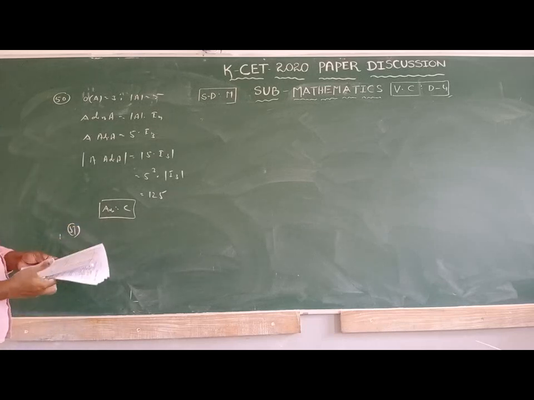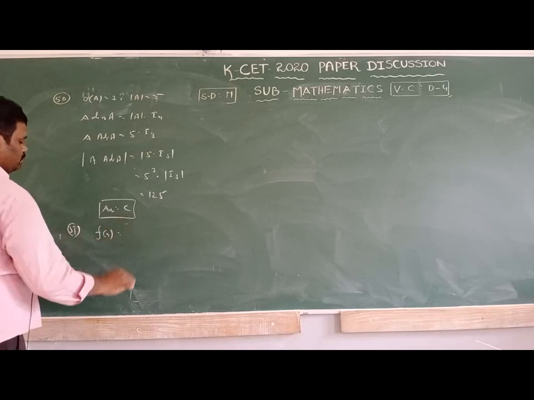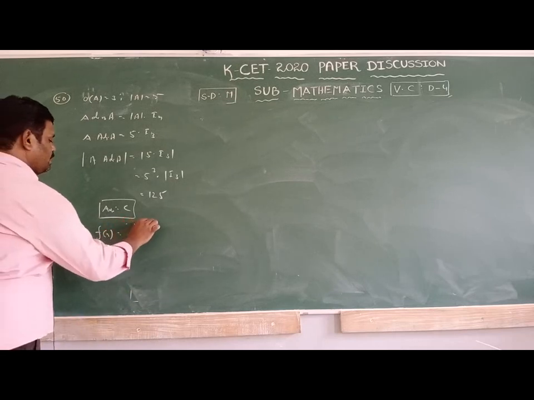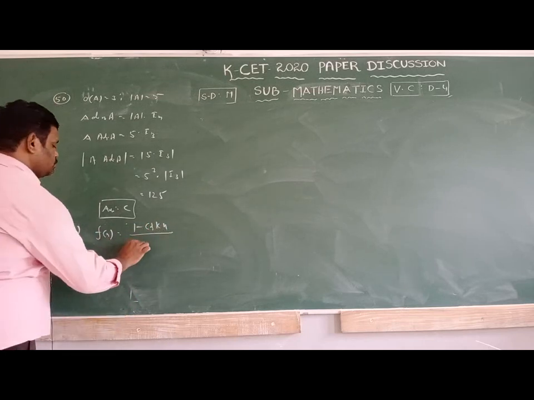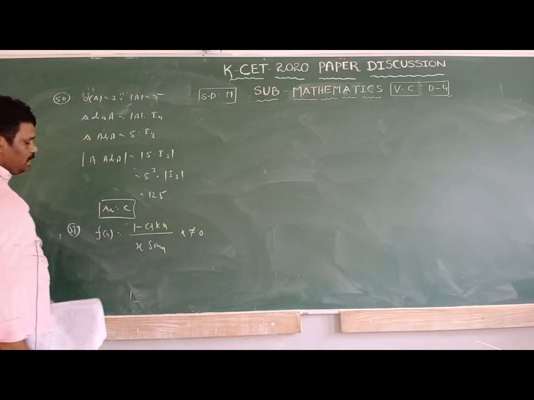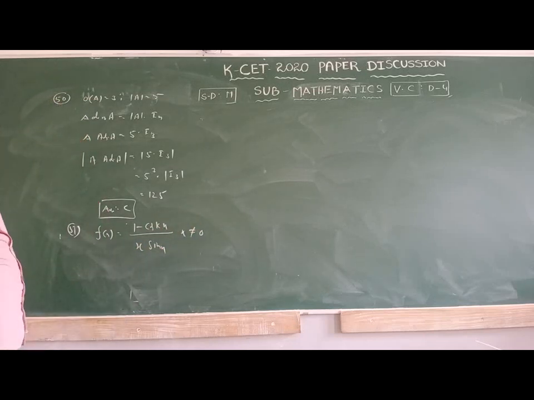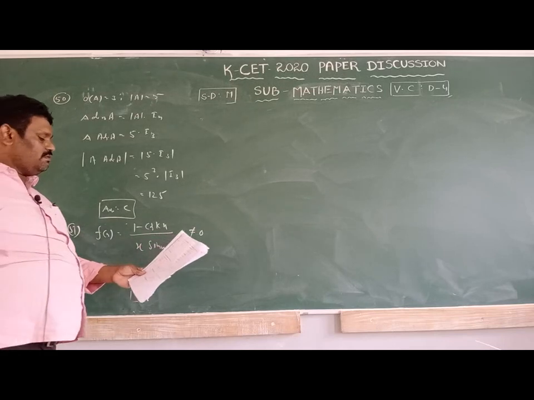Next, 51. Here f of x is a function given: 1 minus cos kx by x into sin x, where x is not equal to 0, and x is equal to 0 means 1 by 2. What we find out here is, if f is continuous at x is equal to 0, then the value of k.